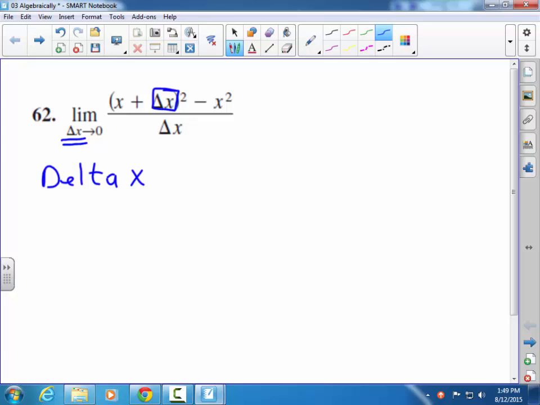So what happens when we're looking at this? What happens when we put 0 in place of delta X, not X? We're putting 0 in place of delta X. We get X squared minus X squared over 0, which is 0 over 0, right? We get the indeterminate form, 0 over 0. So we need to do some algebra. So what algebra do you think we ought to do? Wow, you could do a couple of different things there, depending upon what you see.